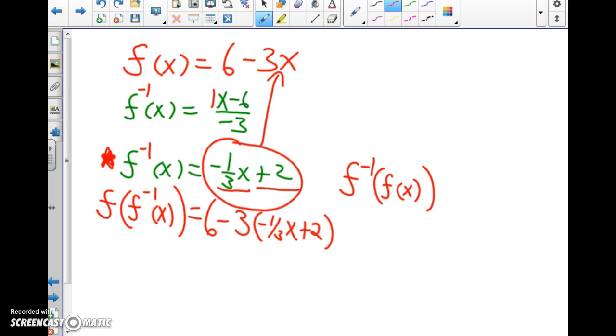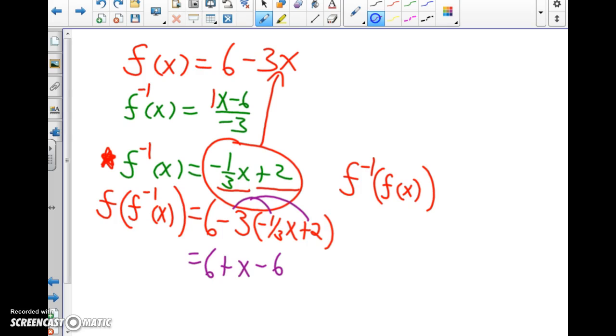Now tell me what you would do next. The next thing you're going to do is distribute what? The negative 3 now, not the 3, the negative 3. Distribute the negative 3 to there, right? So we're going to get what? 6. Now what's negative 3 times negative 1/3? 1. 1 what? 1 x. Positive 1x, or in other words, just plain old x, right? And what's negative 3 times 2? Negative 6 is right. Negative 6.